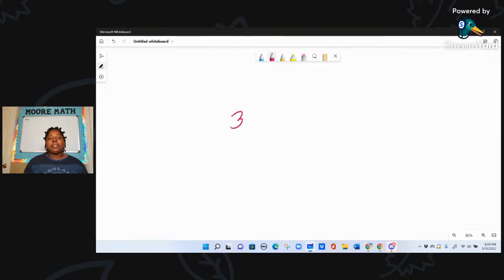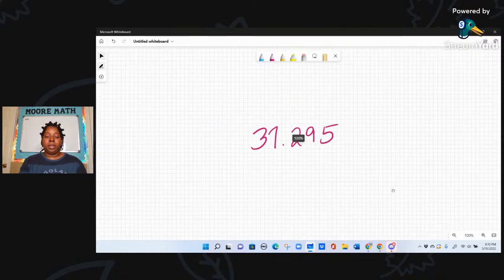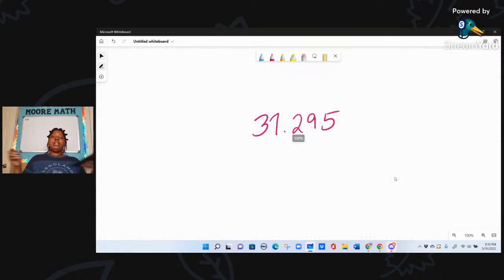So we have 37.295. Okay, hardest part about this is knowing your place values. Okay, so let's say we have to round to the nearest 10th place. Where is the 10th place? Right here. The first number after the decimal is called the 10th place.